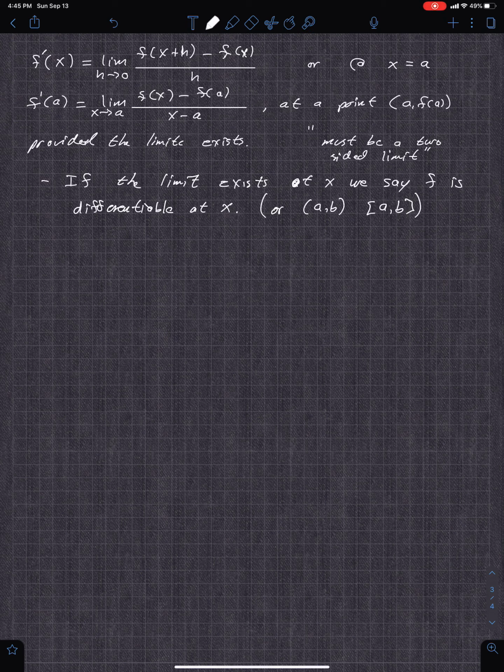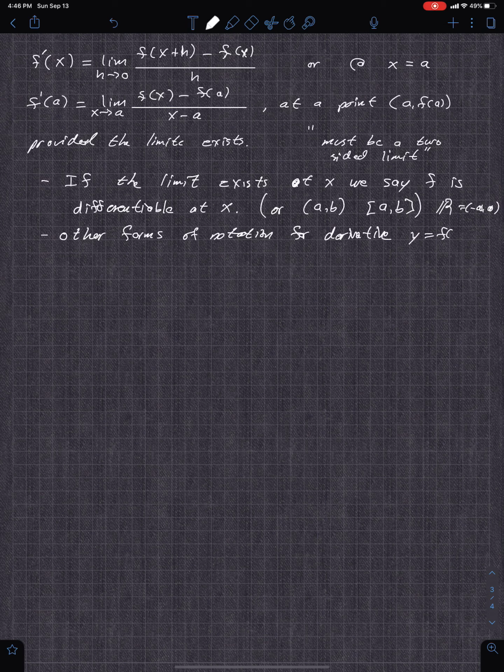And then it could be defined on all the reals, on R, so you could say it's differentiable everywhere, meaning all the reals. Okay, so that kind of stuff. Here's some other notation. This is other forms of notation for derivative.